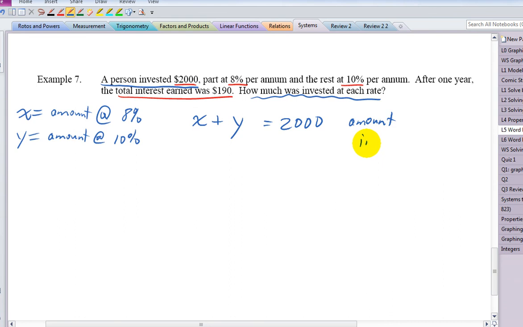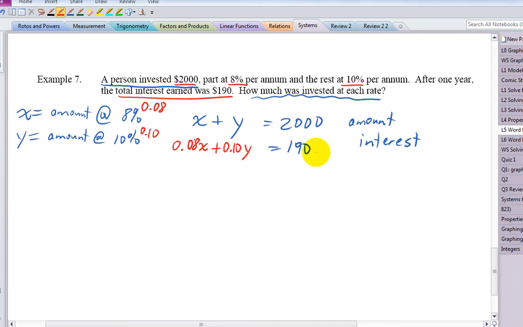The next one is interest. We are told you make $190. So to make $190, you would take your interest rate, 8%. Oh, we can't use percent sign stuff. Good, 0.08. What about 10%? 0.10. So we're going to take 0.08 times X, the amount that was at that interest rate, and add 10% of the amount Y. Okay.